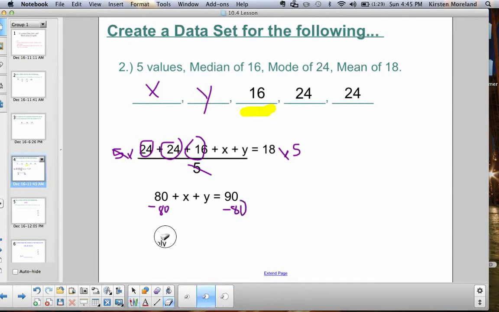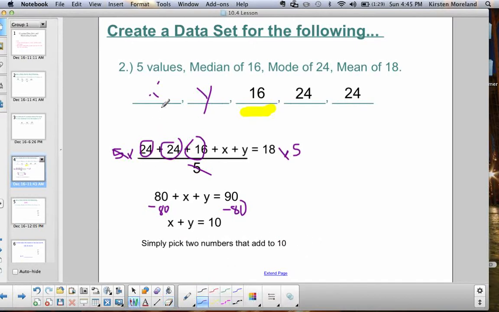And I'm left with x plus y has to equal 10. Now x and y I can't really solve for because you can pick any numbers you want there. So all you need to do is simply pick 2 numbers that add to 10. So if you wanted to pick 4 and 6, that would work.